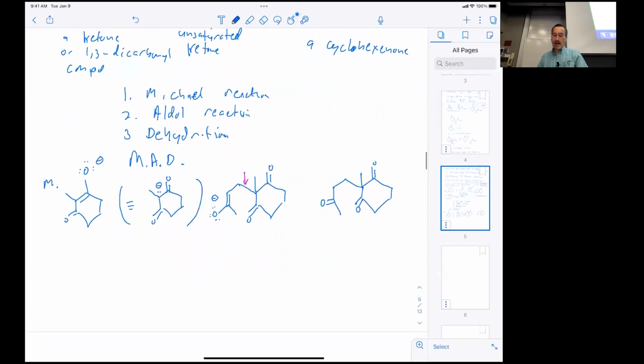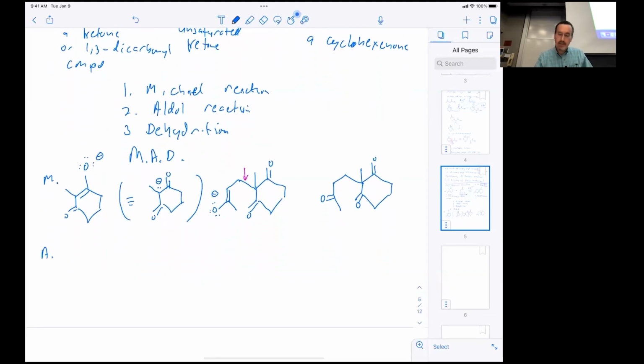All right, so that's our Michael addition step. Let's take a look at our aldol. So in these conditions, protons come on, protons go off, every enolizable position. I guess I should say protons come off, protons go on. And so we also form an equilibrium concentration of this enolate.